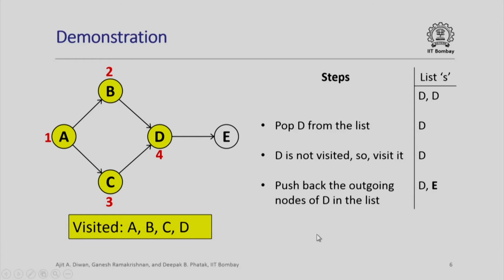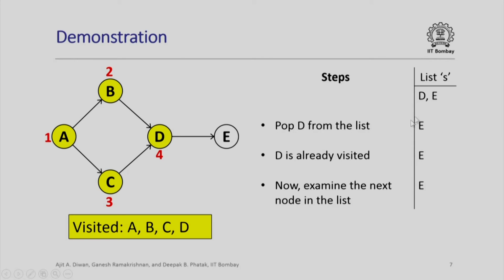Now, we follow the same steps. The list contains D and D. We pop D from the list. Although both are the same, we just remember that it is a queue. Therefore, this D is going to be popped out, which is at the front of the queue. The list still contains a D. Now, since D is not visited, we visit it. What do we find when we visit D? D has an outgoing edge to E, and therefore, the outgoing node E will be pushed onto the list. The visited order is A, B, C and D, and my list contains D and E now.